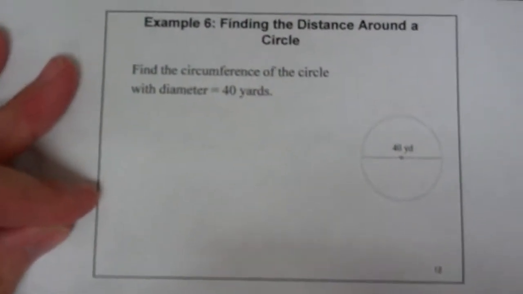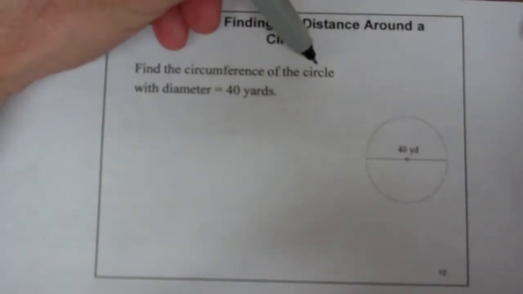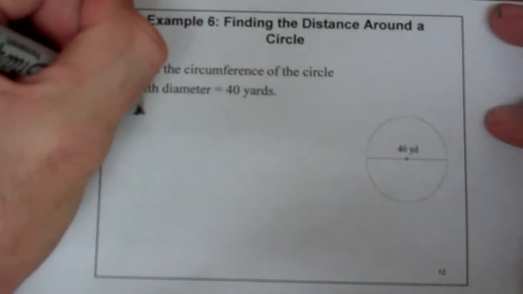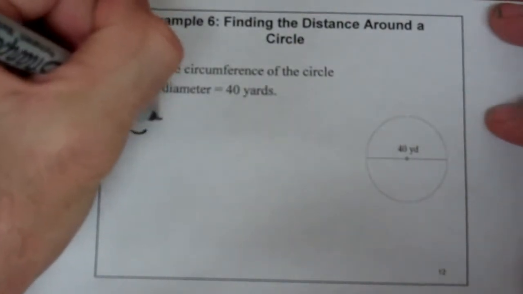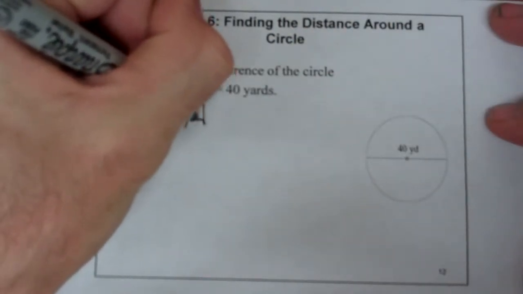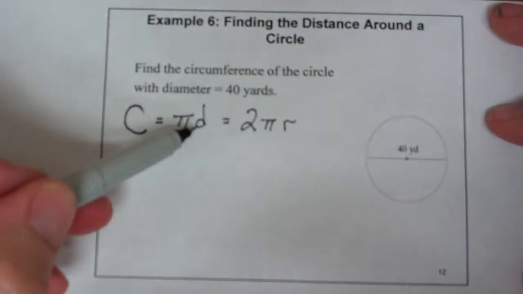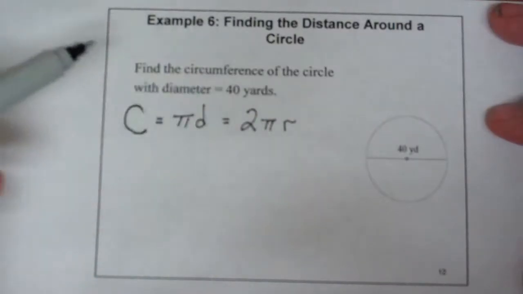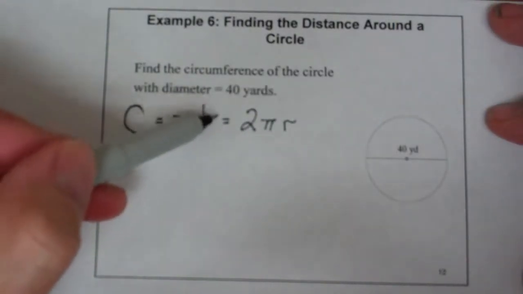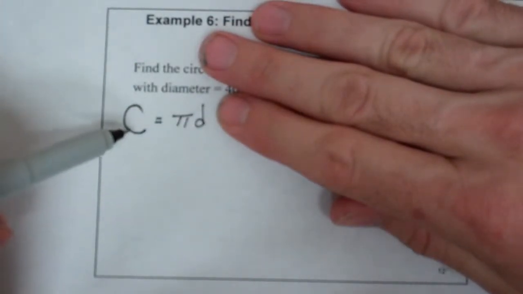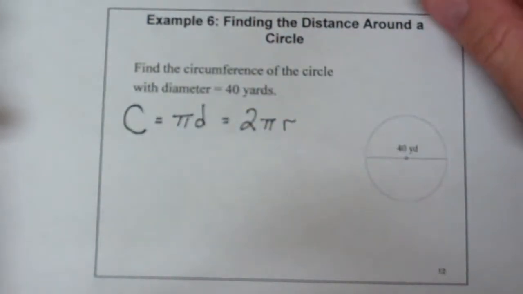So, if we want to find the circumference of a circle with a diameter equal to 40 yards, well, it would be really nice to know what the circumference was. Well, the circumference is equal to pi times the diameter, or 2 pi r, because remember, the diameter is twice the radius. So that's where the 2 comes from. And this is the way the ancient Greeks defined it: pi is the ratio of the circumference to the diameter. So this is sort of by the Greek definition, and then we have this, all right?